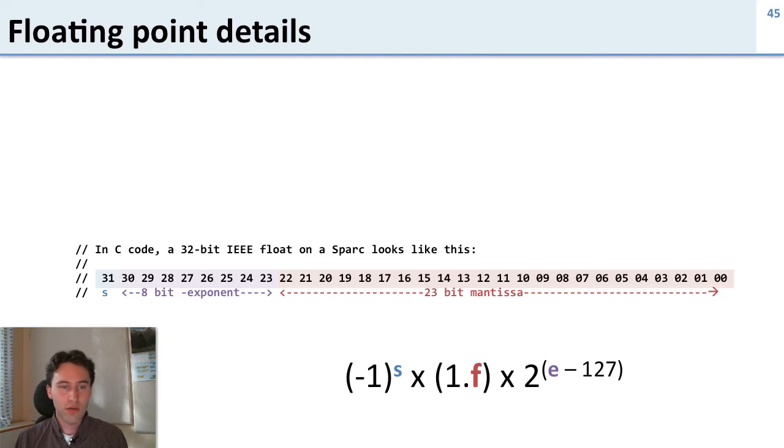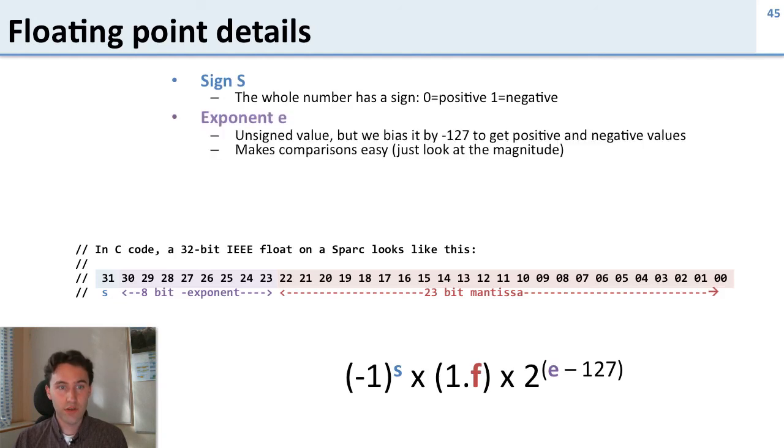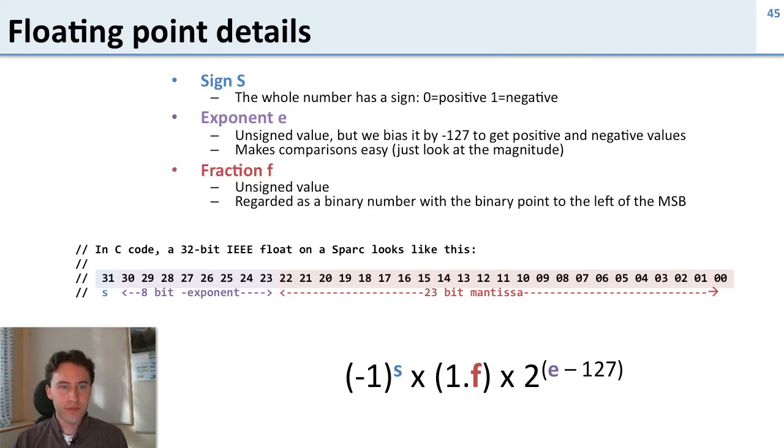So here's our floating point number, and here's its representation. The sign bit s, this tells the whole number. If it's 0, the whole number is positive. If it's 1, it's negative. The exponent e, this is an unsigned value, but we bias it by minus 127. That means if the exponent is 128, we end up with a value of times 2 to the 1, because we subtract 127. By having this bias, it makes comparisons very easy. The fraction is an unsigned value, and it's just a binary number with the binary point to the left of the most significant bit. If we want to move the binary point for the whole number, we use the exponent.